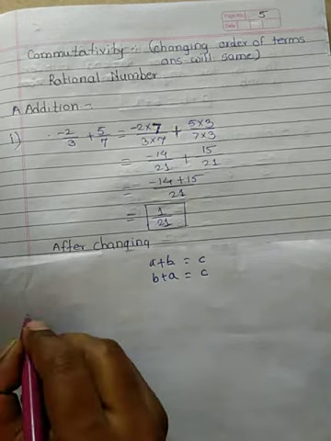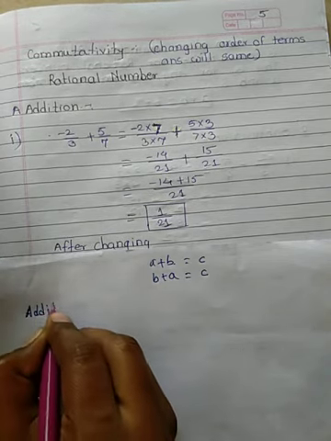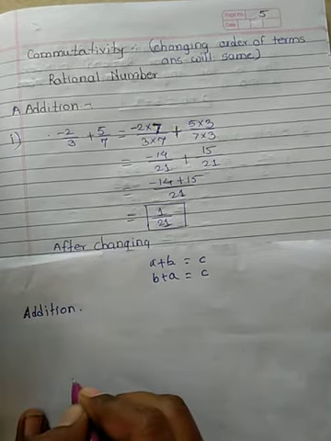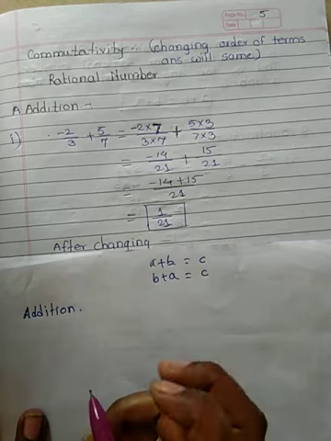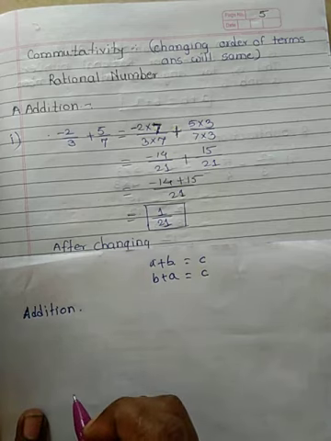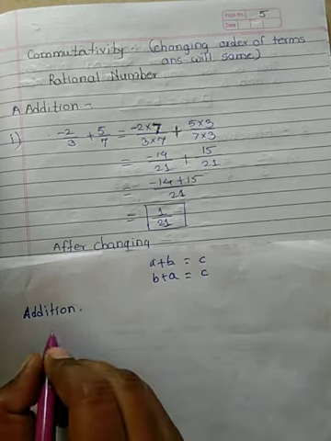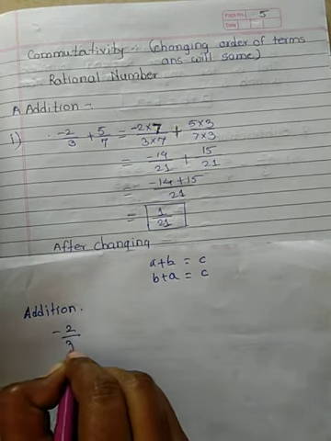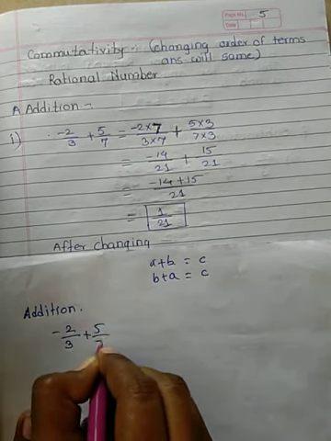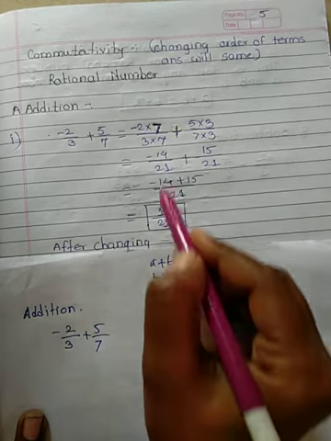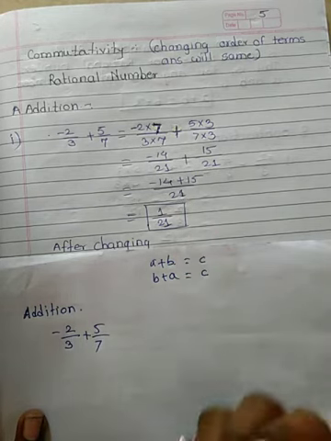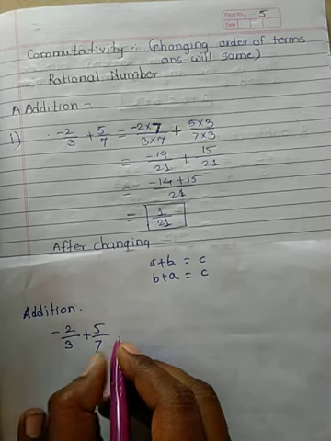Likewise, first of all, we will see commutativity for addition of rational numbers. If we are doing addition of two rational numbers and applying the commutative law on those two numbers, we have to check whether the answer will be the same or not. Suppose minus 2 by 3 plus 5 by 7. See here also in the notes, I will provide the notes as photos, I told you already.